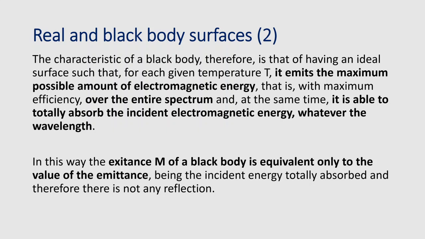Whenever you don't have a black body, but another kind of body that is not able to absorb all the energy, when we measure the energy emitted by this body, which depends on the temperature T, we will measure not only the energy that this body is emitting, but also the fractional part of the energy that is not completely absorbed and is reflected. But this is true for a real body, not for a black body, because for the black body the reflection is null.